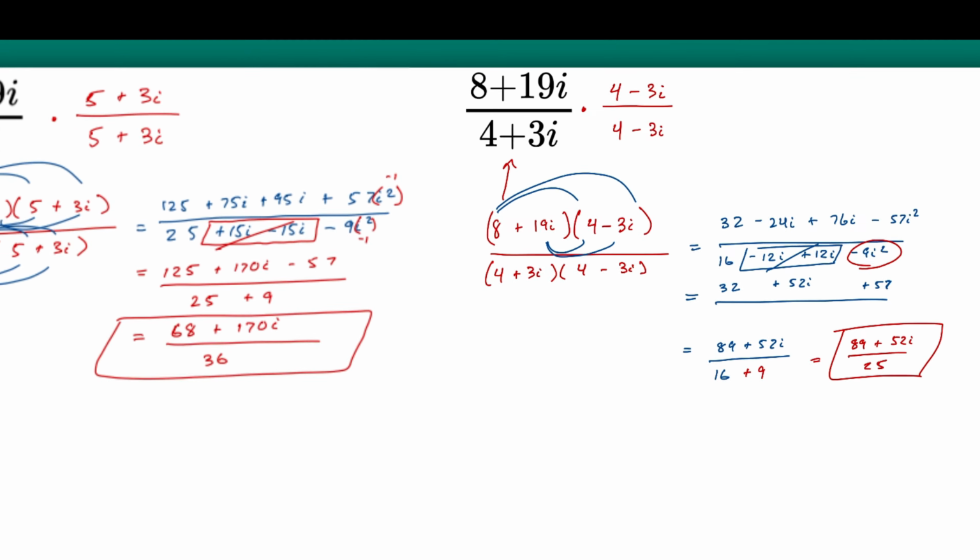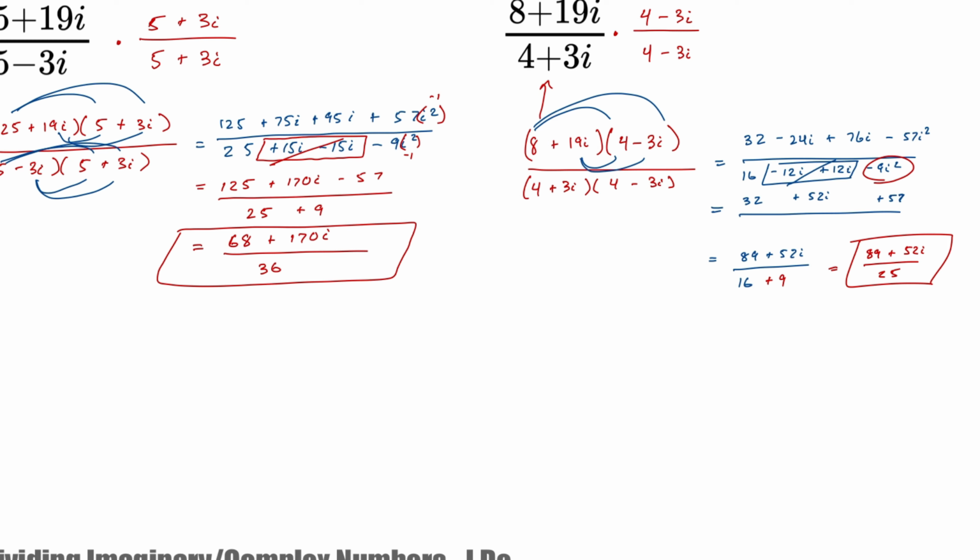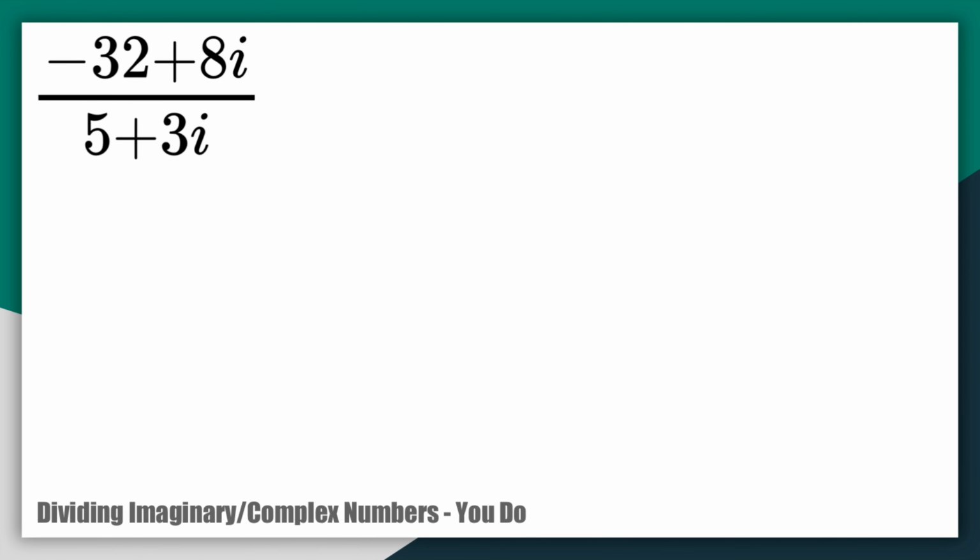Now, again, we have given a real number to the denominator. That is the goal of the complex conjugate. It's okay that there's still an imaginary number up top. Sometimes you can't fully get rid of them, all right? Now I have one for you guys to do, negative 32 plus 8i divided by 5 plus 3i. Give it a try, and then I'll go over it.